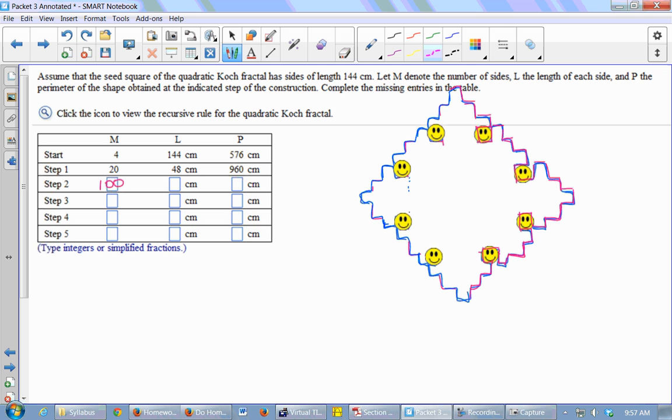All right, so let's see. The length of each side before was 48. So the previous side that existed, like that length right there, used to be 48. And I broke it into 3 pieces to build this little square on it. So I divide 48 by 3 to get the next length, which is 16. And then your perimeter is your number of sides times the length of each side. So I'm going to get 1600.